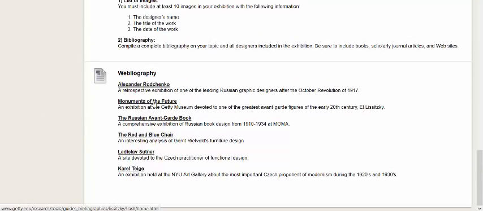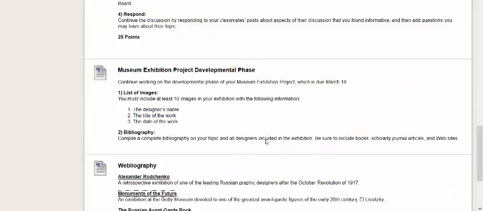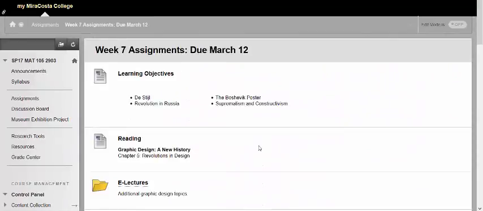This week's bibliography is related to what you're reading. There's a link there to the El Lissitzky exhibition at the Getty Museum a few years ago. So that's this week's assignment.